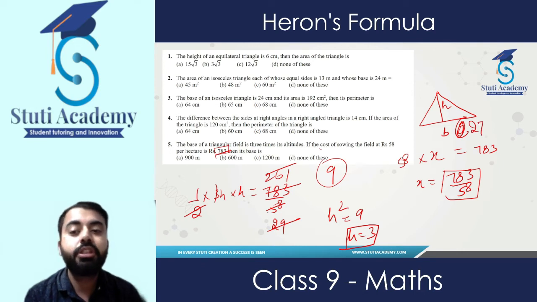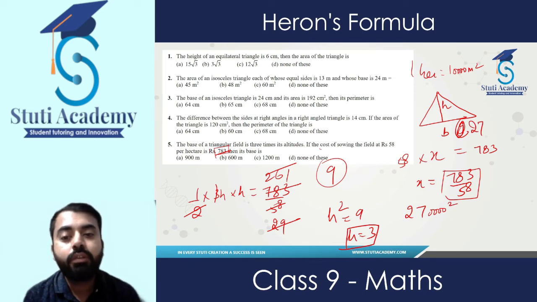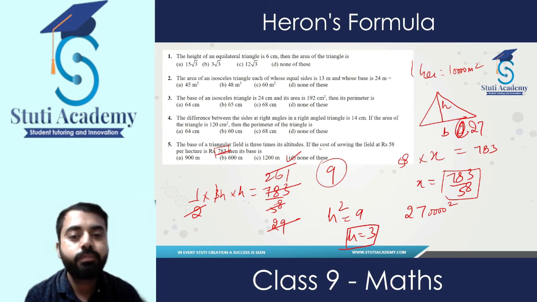27. Because 3 times 3 is what? 27. Right? It was given to you that it was thrice. And also I knew 1 hectare was what? It was 10,000 meters square. So what? 270,000. I found this. It was none of these. Understood? Simple, right? Now next please.